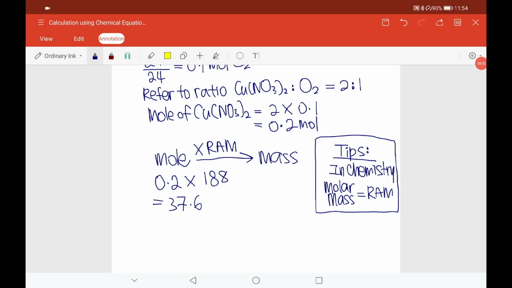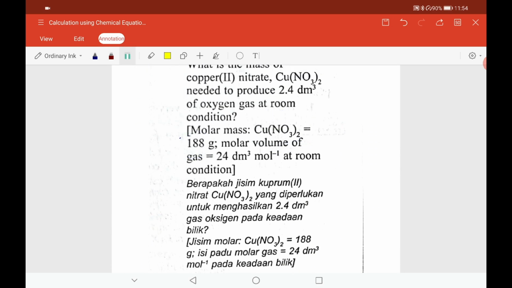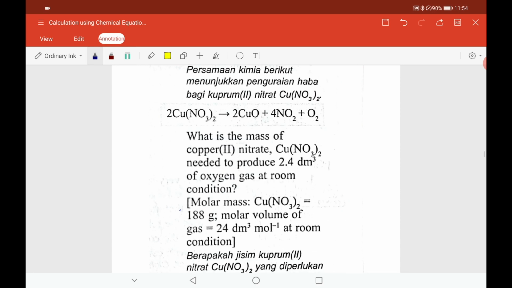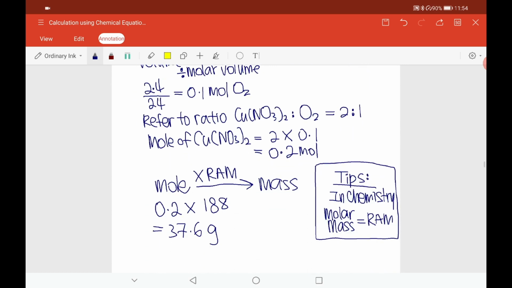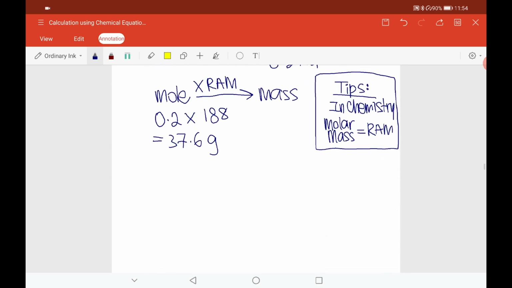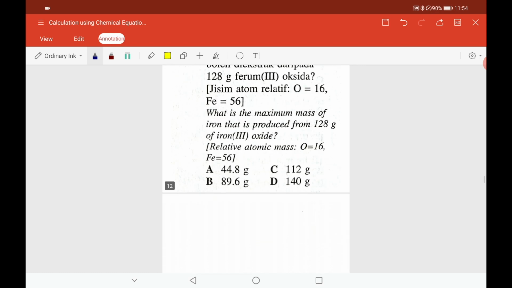And not to forget about the unit. Since we are looking for mass, the final unit must be gram. So 37.6 gram. Let's check the answer. Do we have 37.6 gram? So the final answer, 37.6 gram. Yes, the answer is C. So we have it already. This is how we do it: slowly and step by step.